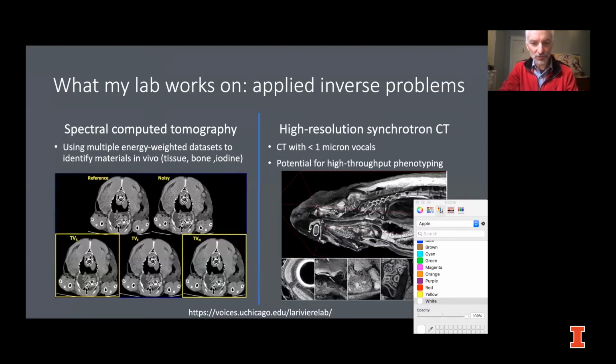At a different resolution scale, we've done a lot of work at the Advanced Photon Source with very, very high resolution CT. So CT with 1 micron voxels of metal-stained model organisms like zebrafish. And so this gives essentially cellular resolution, nearly histology level resolution, but across an intact 3-dimensional organism with isotropic resolution. And so this can be useful for phenotyping.